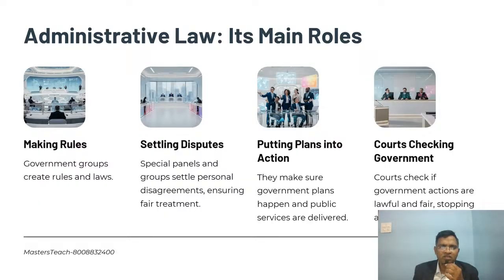Okay, the main role is to create the government rules and laws. And in our case, administrative law settles disputes, and whatever the plan is, that should be put into action. And it also cross-checks the government's working.